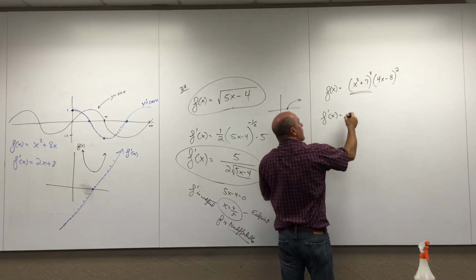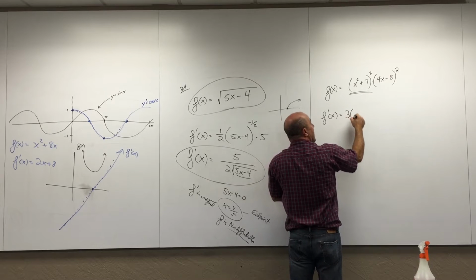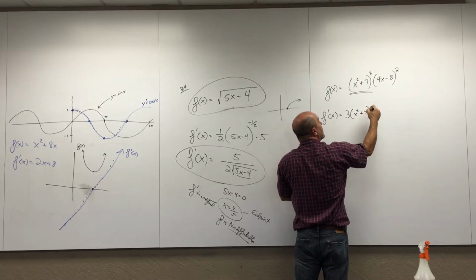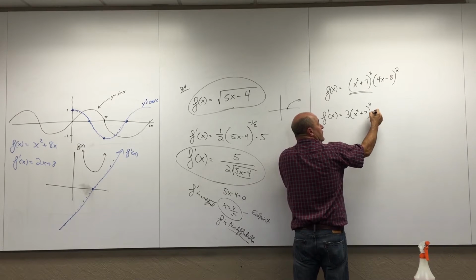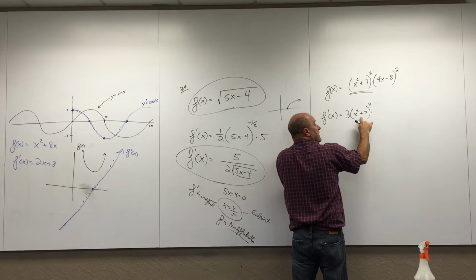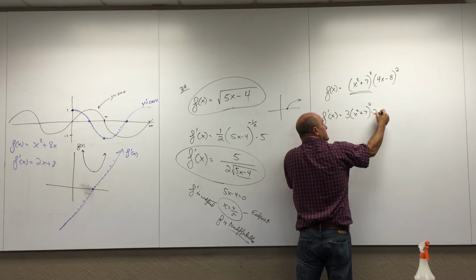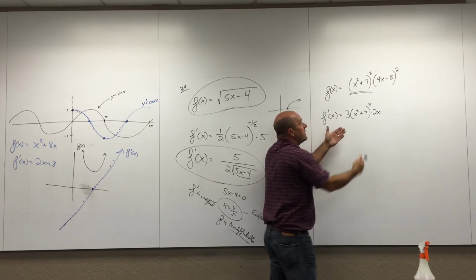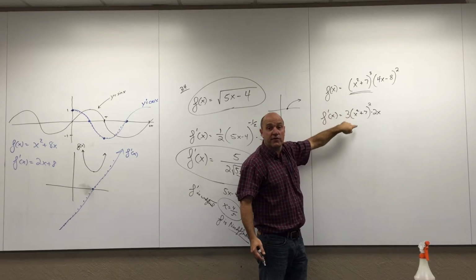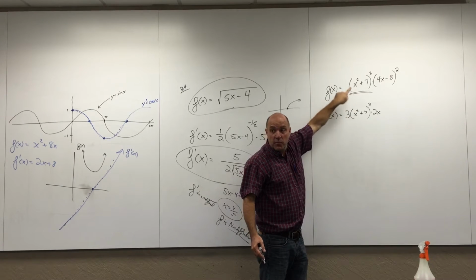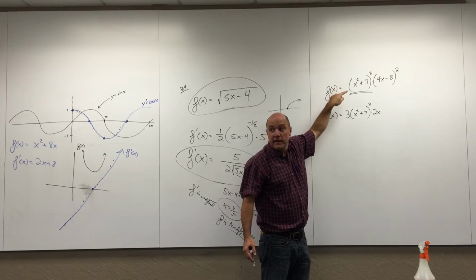Something to the third. So it's 3 times that something to the second. But you're not done until you do 2x, the derivative of the inside. 2x. Now you just did the derivative of the first guy, and you had to do a little chain rule. Do you see that?